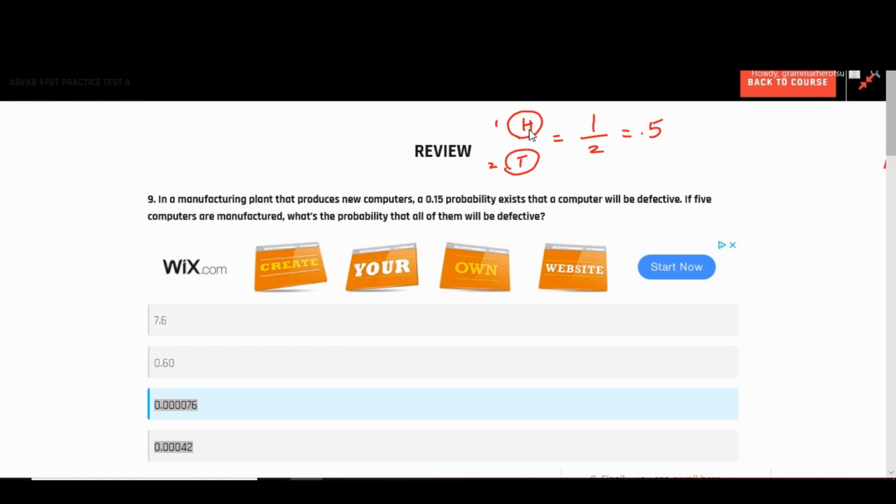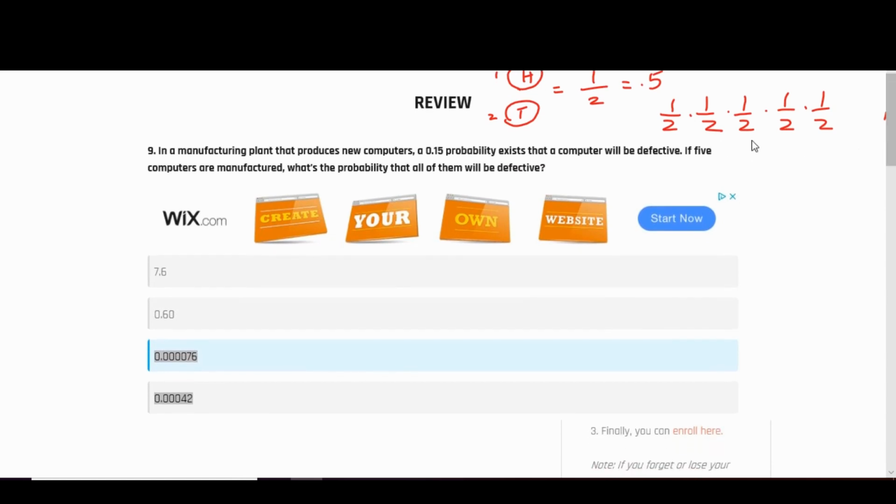The odds of flipping heads 2 times in a row is 1/2 times 1/2. The odds of flipping a heads 3 times in a row is 1/2 times 1/2 times 1/2. The odds of flipping a heads 4 times in a row is 1/2 times 1/2 times 1/2 times 1/2. And the odds of flipping heads 5 times in a row is 1/2 times 1/2 times 1/2 times 1/2 times 1/2. That is a very small number. In this case, we can apply the same principle that we do with coin tosses to solve this problem.